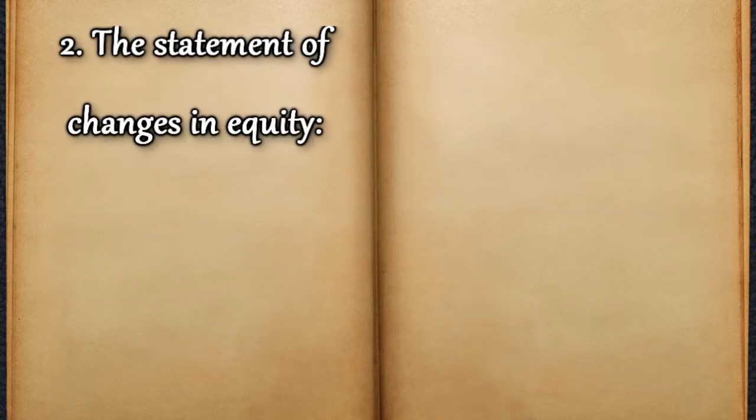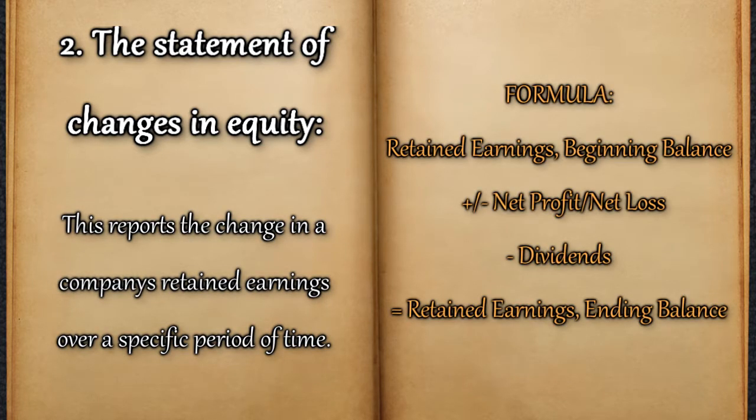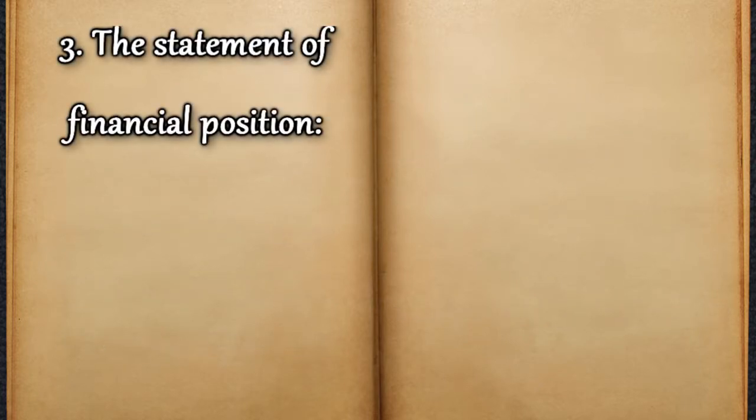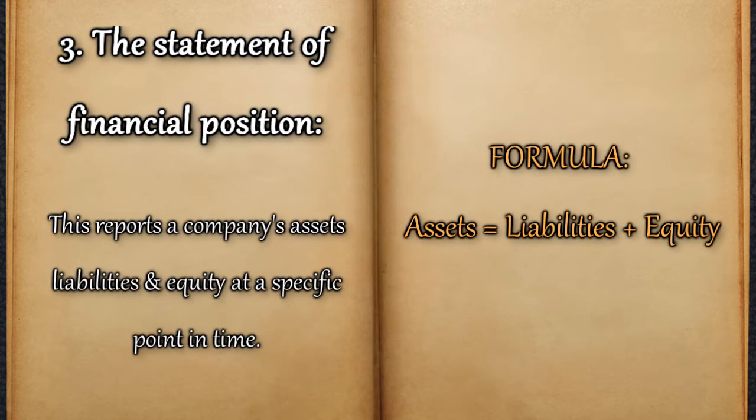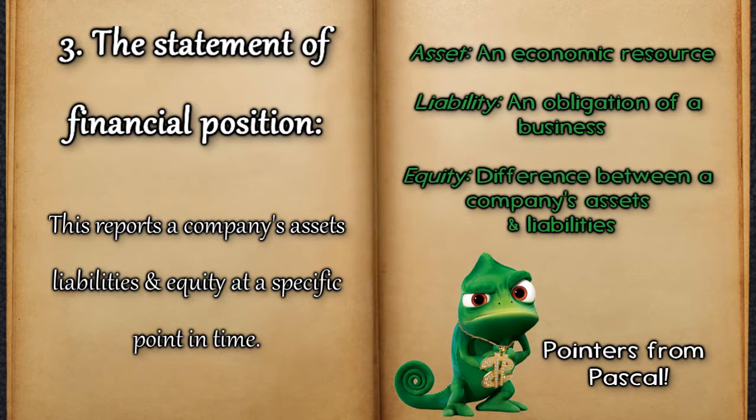2. The Statement of Changes in Equity. Reports the change in a company's retained earnings over a specific period of time. 3. The Statement of Financial Position. Reports on a company's assets, liabilities, and equity at a specific point in time.